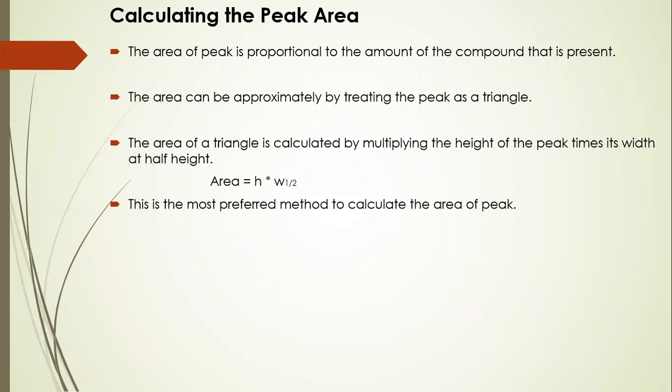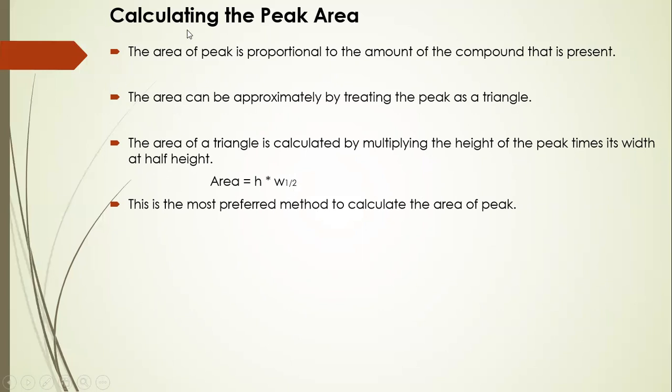Now, calculating the peak area. The area of a peak is proportional to the amount of the compound that is present. The area can be approximated by treating the peak as a triangle. The area of a triangle is calculated by multiplying the height of the peak times its width at half height. We apply this formula to calculate the area of a triangle.